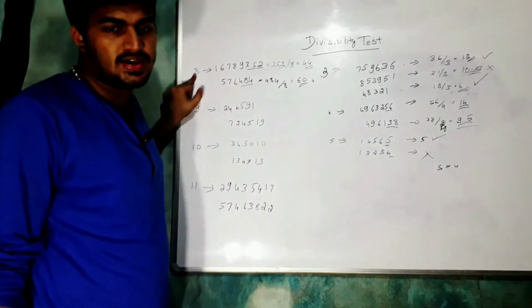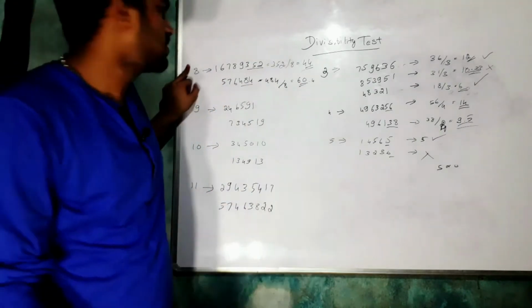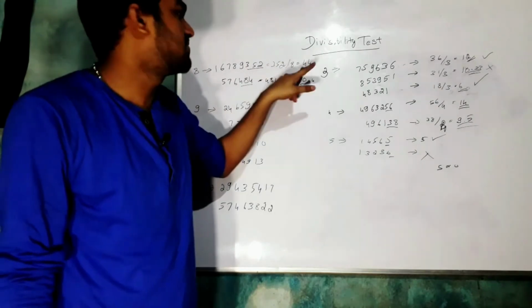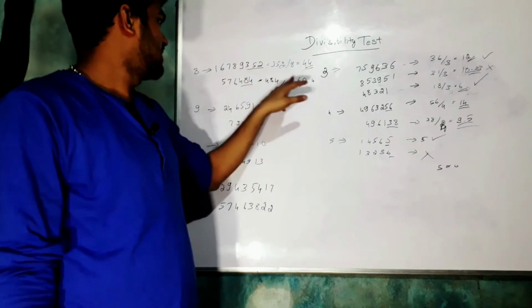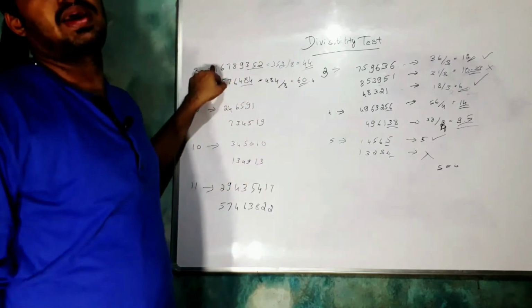So to check whether these numbers are divisible by 8 or not, just take the last 3 digits and divide by 8. If you get a whole number, then it's divisible by 8. If not, it's not divisible by 8.